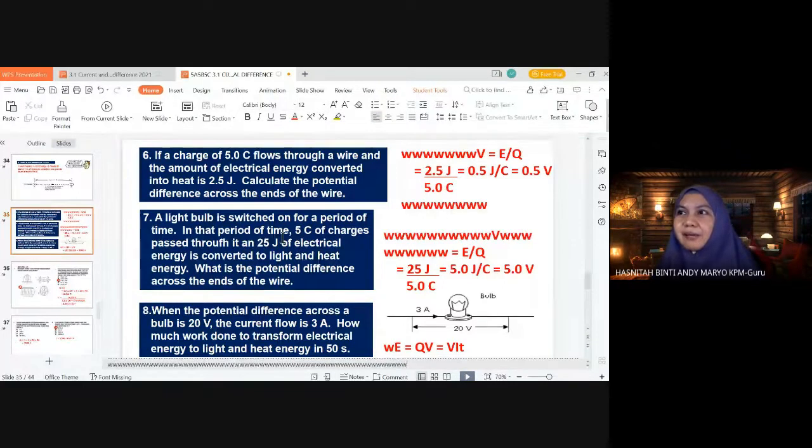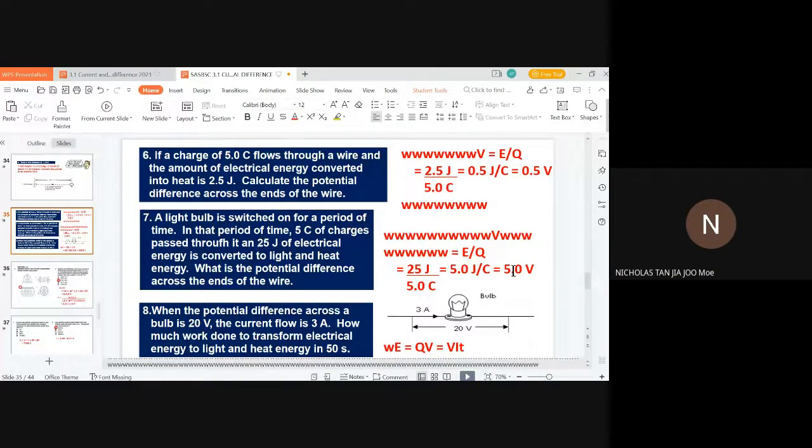Okay, for number 7, we have a light bulb switched on for a period of time. In that period, 5 coulomb of charge passes through and 25 joule of electrical energy is converted into light and heat energy. The question is, what is the potential difference across the ends of the wire? Again, they give you Q, which is 5 coulomb, and the energy W, or sometimes written as E, 25 joule. To find V, potential difference, you just substitute into the equation. So we get 5 volt. Did you get 5 volt?